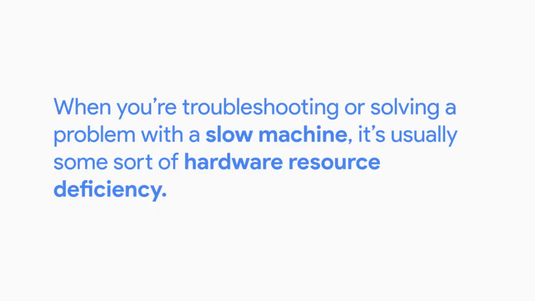When you're troubleshooting or solving a problem with a slow machine, it's usually some sort of hardware resource deficiency. If you don't have enough RAM, you can't load up as many processes. If you don't have enough CPU, you can't execute programs fast enough. If you have too much input coming into the device or too much output going somewhere, you'll also block other data from being sent or received.